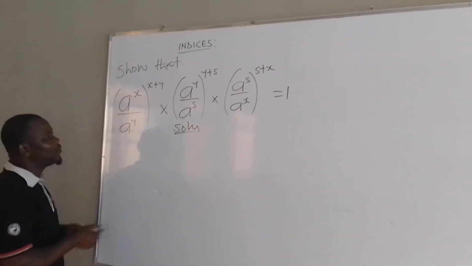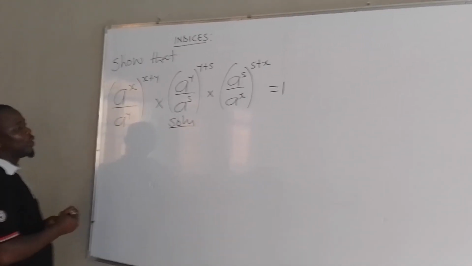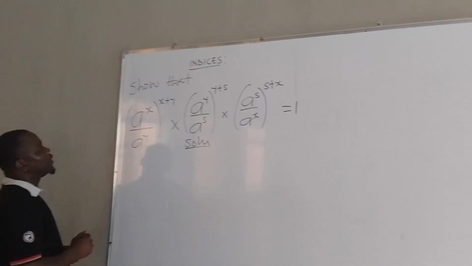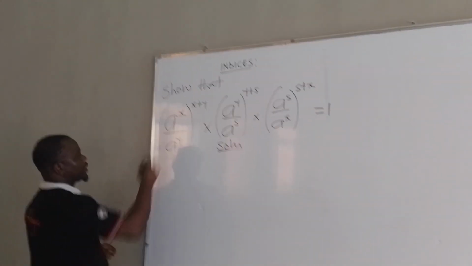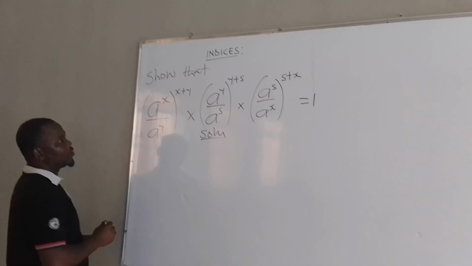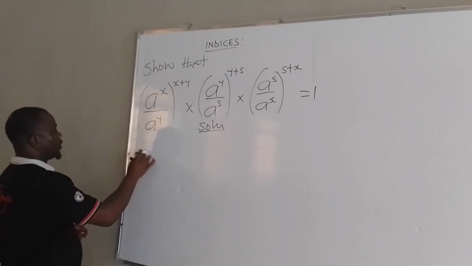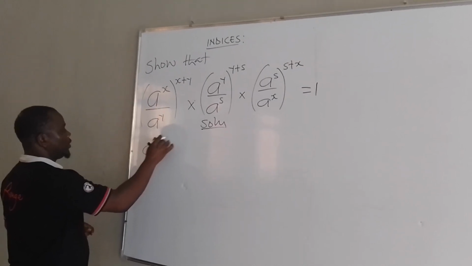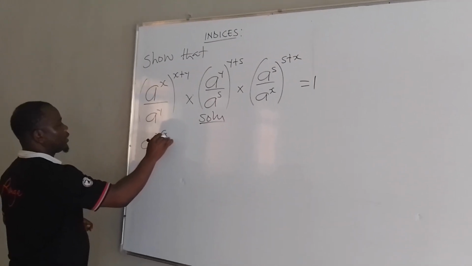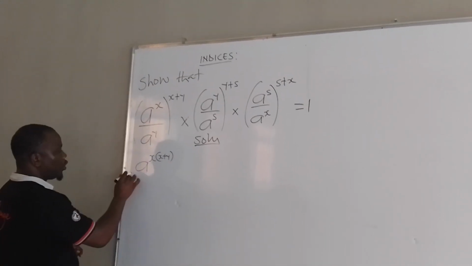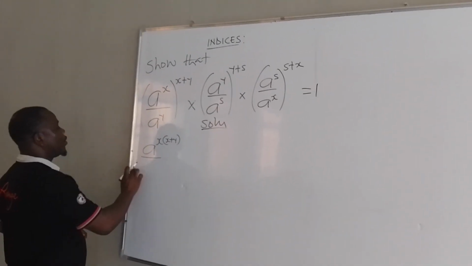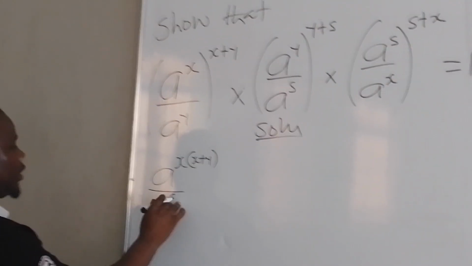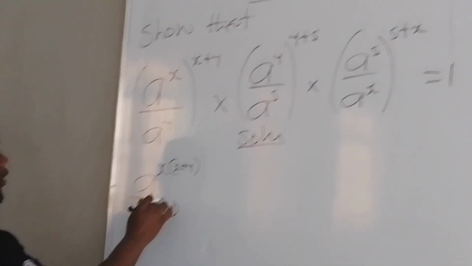So if you agree with me, this is how this equation will look like. It means a raised to the power of x, all in bracket x plus y. Okay, for the sake of the learners, let's do it this way. All over a raised to the power of y, all in brackets x plus y, close bracket.